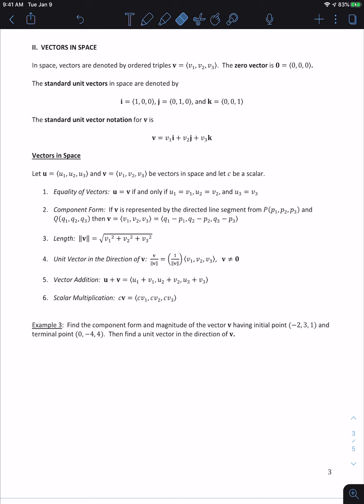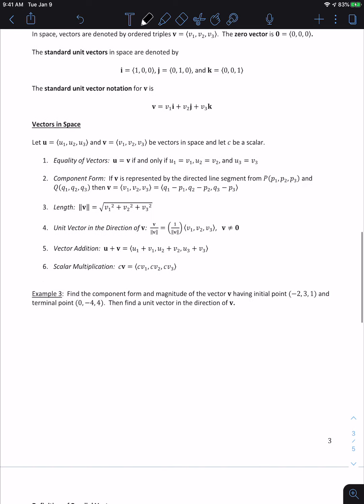The length is again exactly the same, right? In the 2-space, we just squared the first and second components, added them up, and put them underneath the square root. Now we just add the third component in there. Unit vector in the direction: once again, just multiplying by 1 over the magnitude, or 1 over the length. Vector addition, again, is just component-wise, but now we do it in the third component as well. And scalar multiplication, again, is almost like a distributive property, where we have to multiply the scalar into all the components. Okay, so let's look at example 3 here.